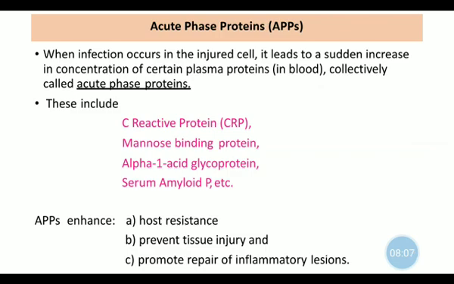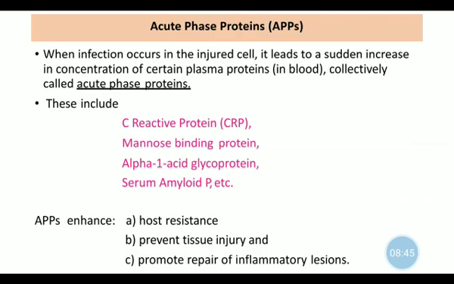Infection leads to increase in concentration of certain plasma proteins called acute phase proteins. They include C-reactive protein, a substance produced by the liver due to inflammation. Mannose binding protein, a soluble serum protein. Alpha-1 acid glycoprotein, a single chain plasma protein. Serum amyloid P, an acute phase protein for innate immunity.